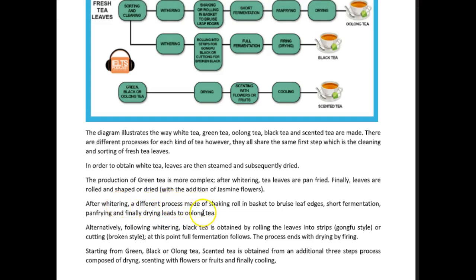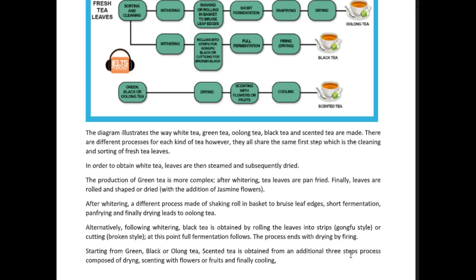So a different process consisting of shaking or rolling in a basket to bruise leaf edges. Okay, then that's fine. Alternatively, following withering, black tea is obtained by rolling the leaves into strips, gung fu style, or cutting, broken style. At this point, full fermentation follows. The process ends with drying by firing. Starting from green, black, or oolong tea, careful with your spelling, scented tea is obtained from an additional three-step, no S here, process composed of drying, scenting with flowers or fruits, and finally cooling.